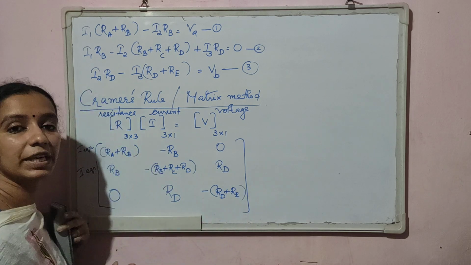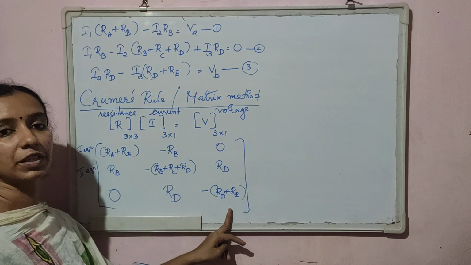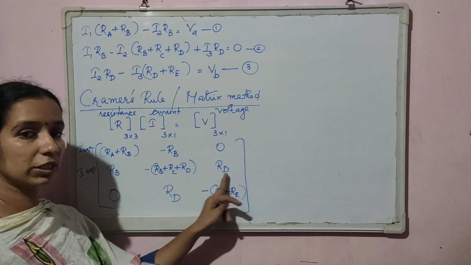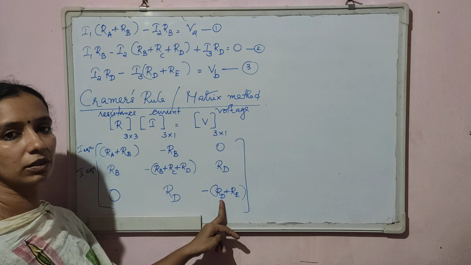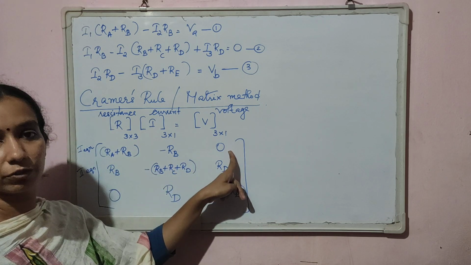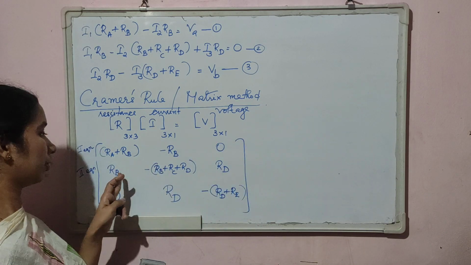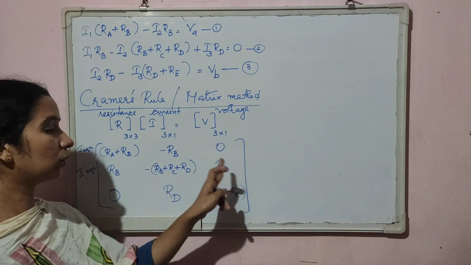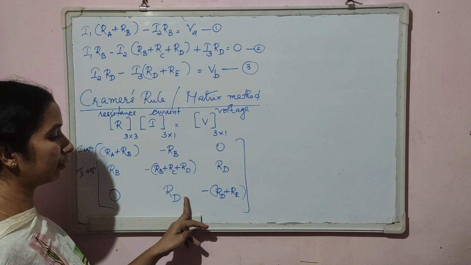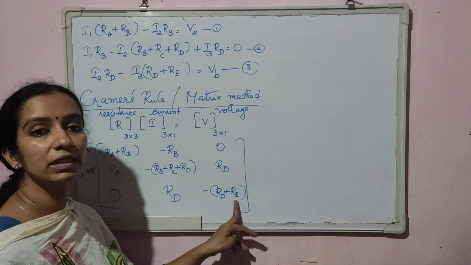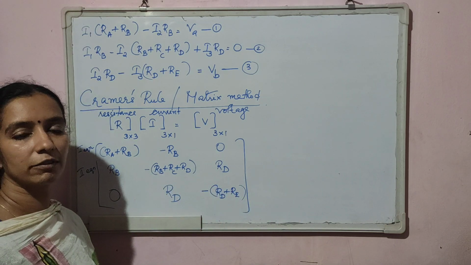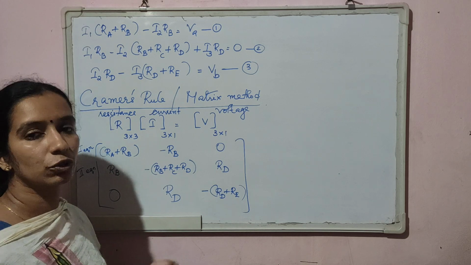So this is how we can formulate the resistance matrix. First row from the first equation, second row from the second equation, and third row from the third equation. These are the coefficients of I1, I2 and I3 in the first equation, then in the second equation, and then in the third equation. So we have formulated the resistance matrix, which holds the coefficients of I1, I2 and I3.